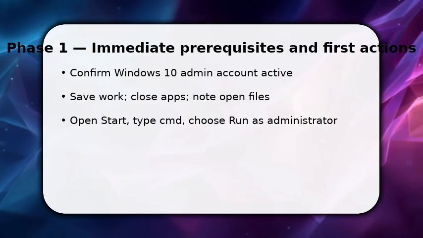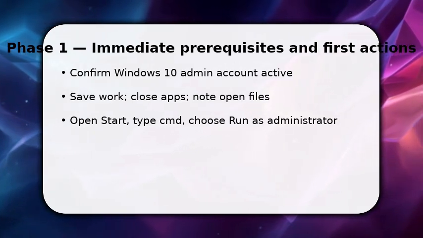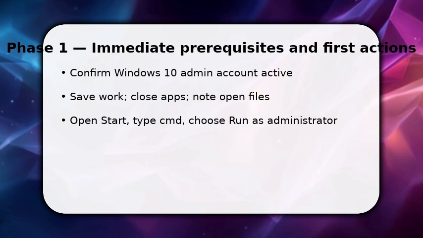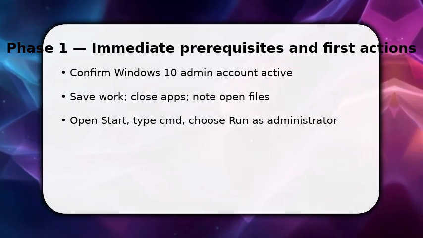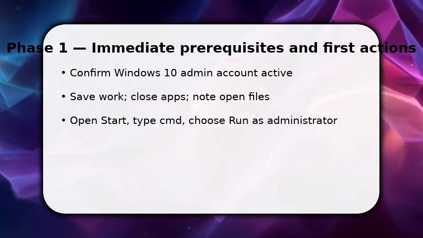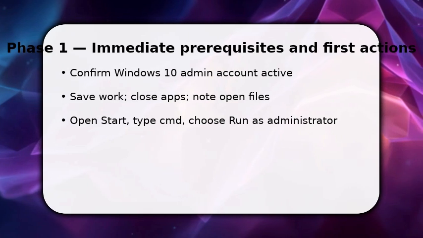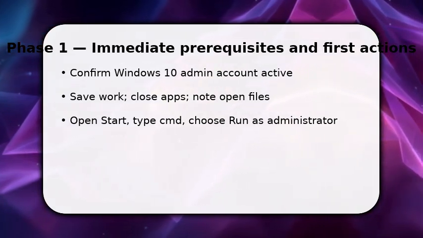You begin with admin access because this operation changes boot configuration. Without it, you cannot disable test mode. Once you have saved work and closed apps, open Start and type CMD, then choose Run as administrator. Explain why. The bcdedit utility modifies system boot settings and requires elevation to avoid permissions errors.